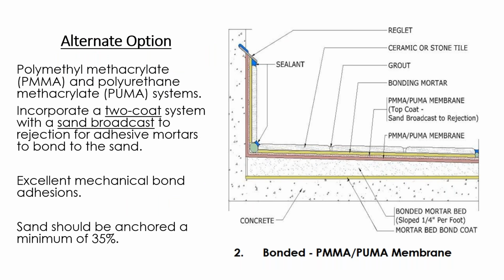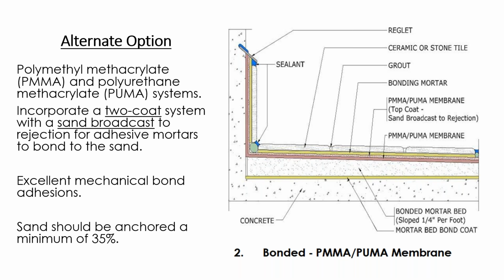There's also an alternative option and this isn't in the Tile Council handbook, but it is something that most major manufacturers will agree to. And that's where you're using a PMMA or a PUMA system for the roofing. And we can incorporate that into a successful tile installation. It simply requires a 2-coat system with a sand broadcast to the second coat until it achieves rejection. The criteria that we're going to use for that being successful is the sand should be anchored to a minimum of 35% of the surface.